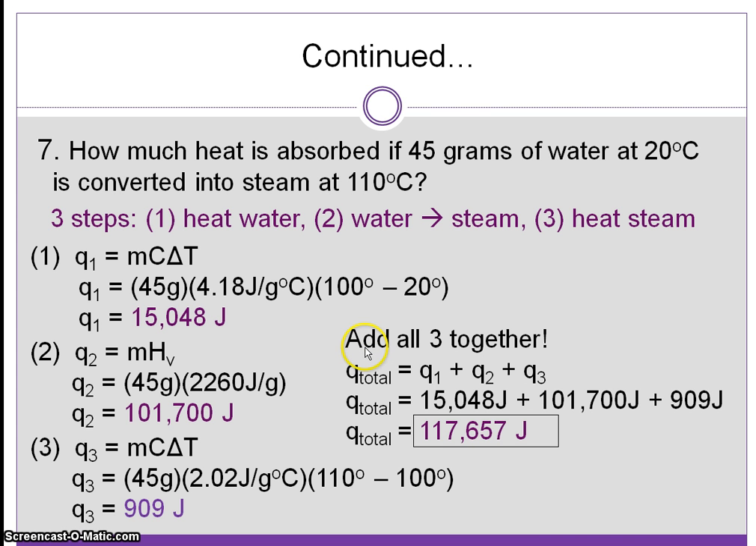And then before you add them all up together, make sure that they're all the same kind of sign. So since heat is being absorbed, all three of these need to be positive. And if you need to pause this to write down all these numbers, that's fine. Go ahead and pause the video and you can fill it in.